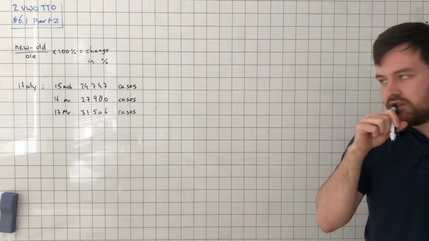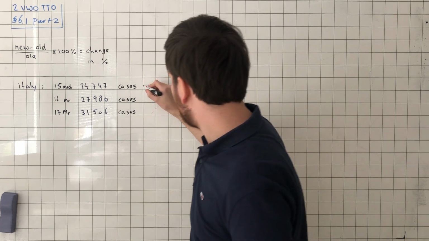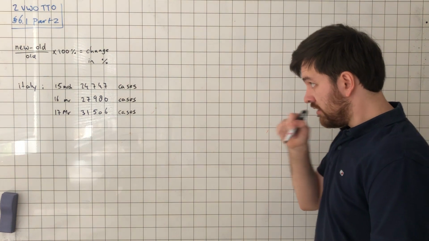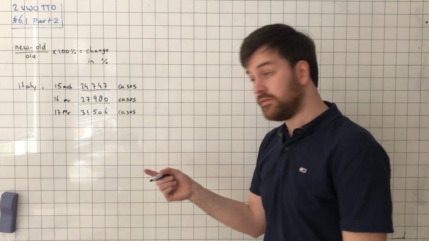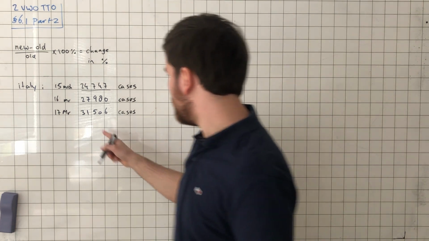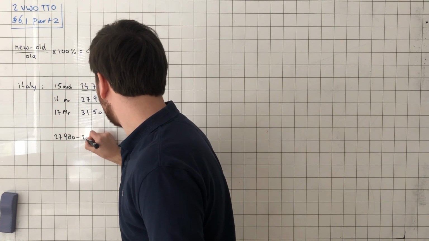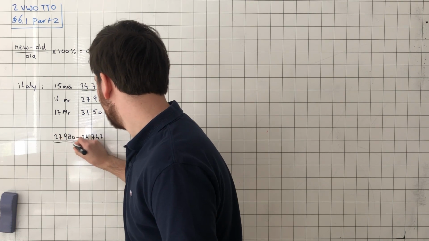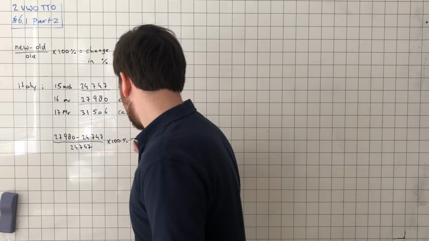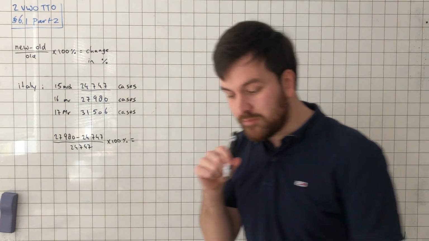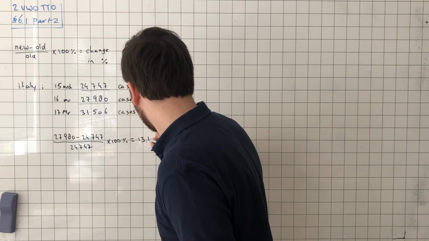If we want to calculate, for example, the change between 2 days, let's use the 15th and the 16th of March. Then we have to use the 16th of March as our new amount and this as our old amount, because the 15th of March is older than the 16th. So in that case, this is the new amount, so 27,980 minus the old amount, 24,747 over the old amount again times 100. And luckily for you I already calculated the outcome. Remember to round percentages to 1 decimal. So this is 13.1%.